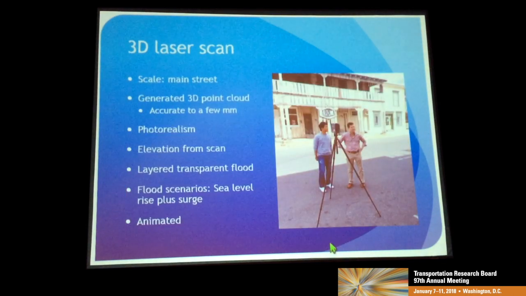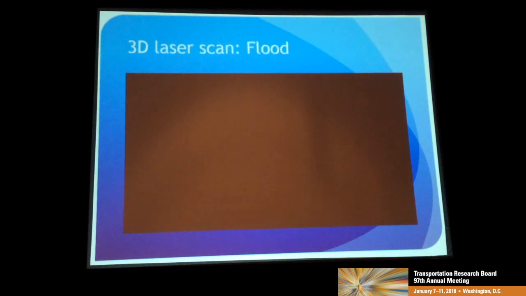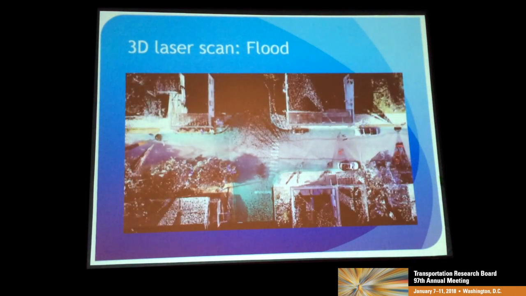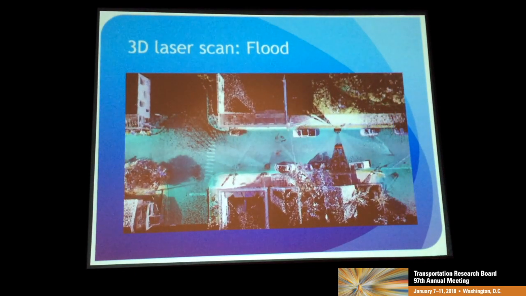The next visualization method uses 3D laser scanning to take a small portion of the downtown and model it in 3D very accurately. We generated a 3D point cloud with a few millimeters of accuracy that added photorealism, and we also used that for the elevation data to build the 3D model. Once we built the 3D model, this is a view from that model, it's pretty realistic. Then we added some simulation with water on top of the 3D model to simulate that sea level rise.